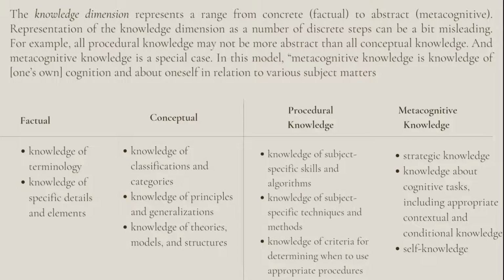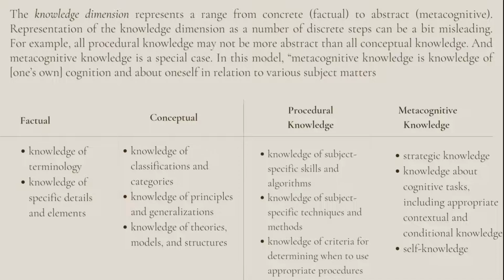And the last one under the knowledge dimension is the metacognitive knowledge. It is the knowledge of cognition in general as well as awareness and knowledge of one's own cognition. So under this, we have the strategic knowledge, the knowledge about cognitive tasks, including contextual and conditional knowledge, and we have also the self-knowledge.